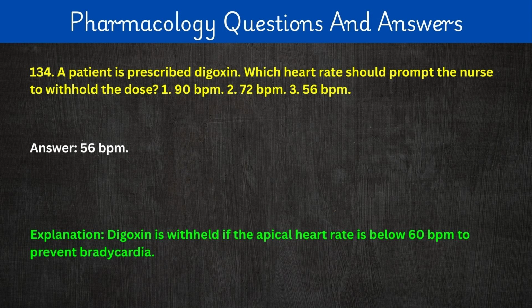134. A patient is prescribed digoxin. Which heart rate should prompt the nurse to withhold the dose? 1. 90 bpm. 2. 72 bpm. 3. 56 bpm. Answer. 56 bpm. Explanation. Digoxin is withheld if the apical heart rate is below 60 bpm to prevent bradycardia.